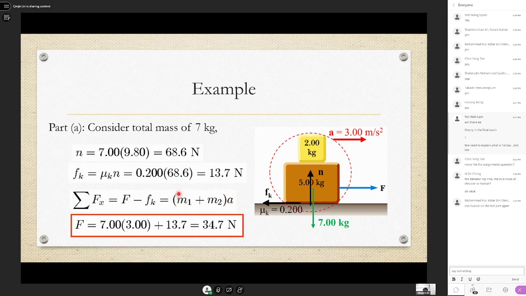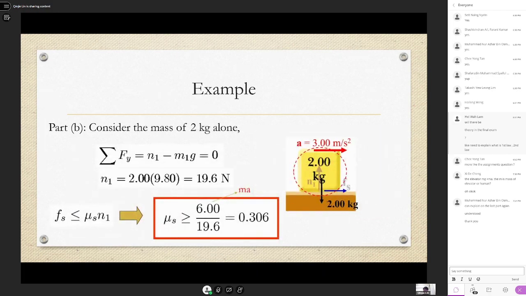So we ask ourselves, what M are we looking at? The body that we are isolating is the whole thing. That's why M in the MA must be 7 kg, the whole thing. Then A we also know, because the question asks us to find this scenario where A equals 3. So you will sub 3 inside. After this step, you realize this capital F is the only unknown. You will solve for capital F, and then you will find your answer. Okay, understood. Good. So we move on to part B.